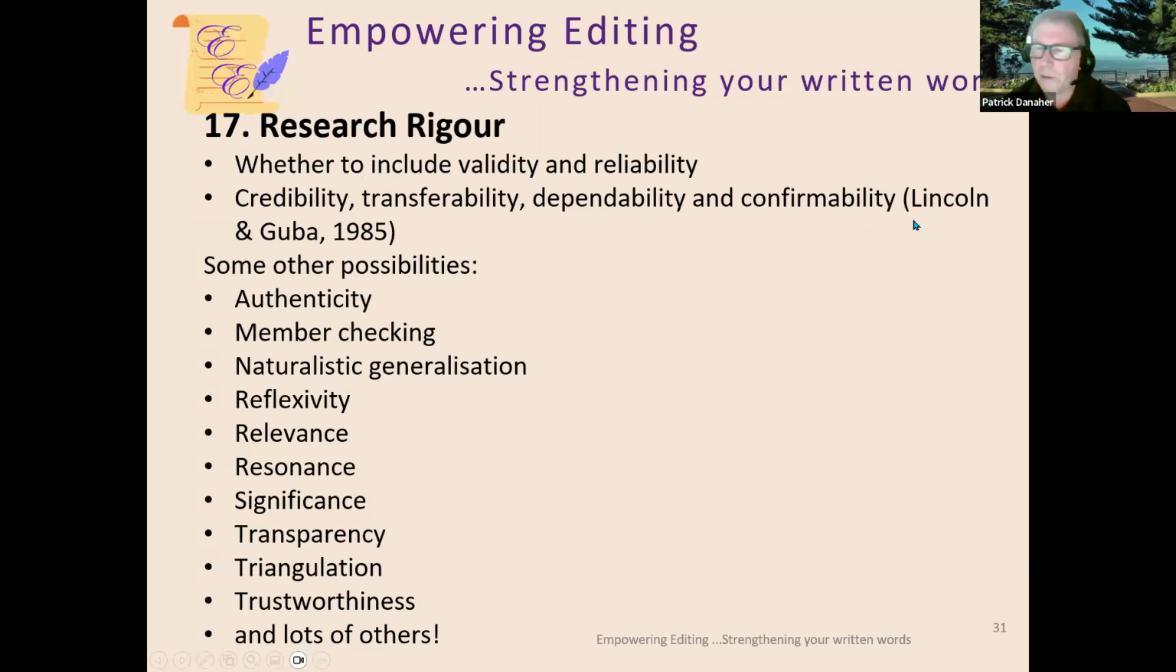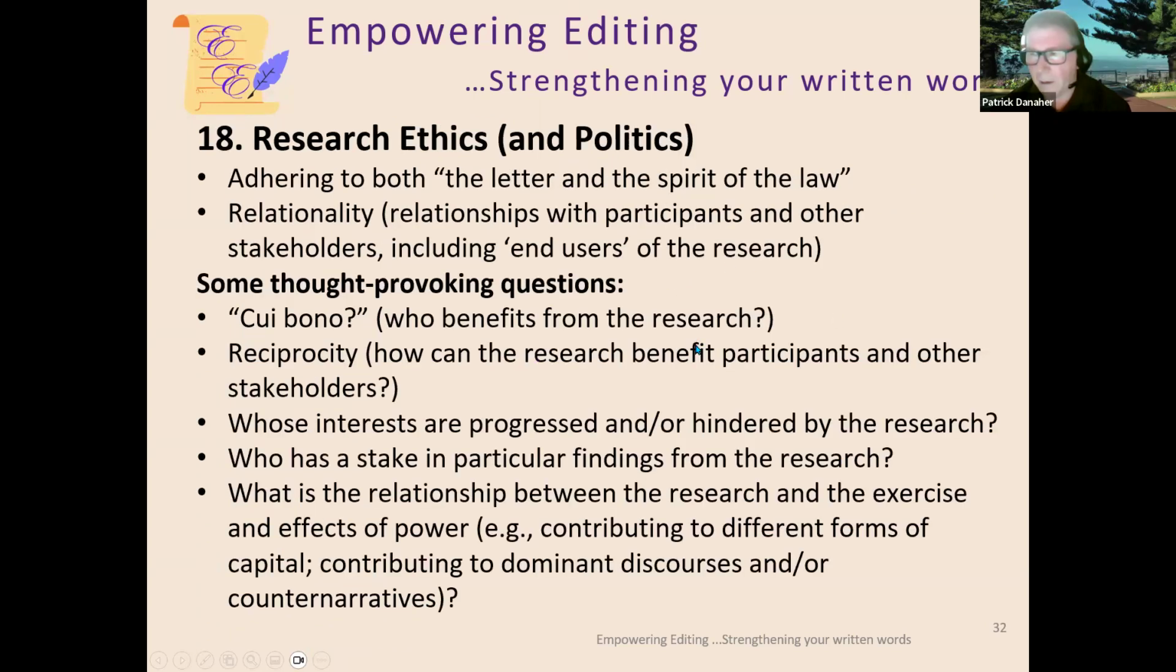So this is old but true: Lincoln and Guba, or sometimes Guba and Lincoln, a number of people use these: credibility, transferability, dependability, and confirmability. If you want to use those, that's fine. Some people say that's a little old-fashioned now, and so these are some others I came across this morning: authenticity, member checking, naturalistic generalization, reflexivity, relevance, resonance, significance, transparency, triangulation, trustworthiness. There are lots of others, but the key point is that it should have some kind of meaning beyond me as the researcher. That makes it a public good, rather than something I would do as a private benefit.